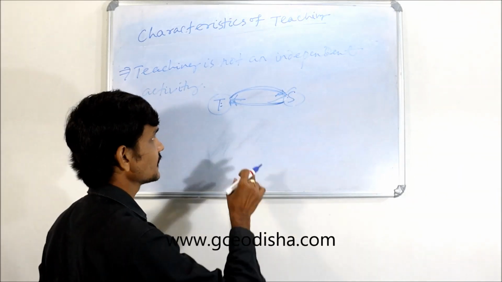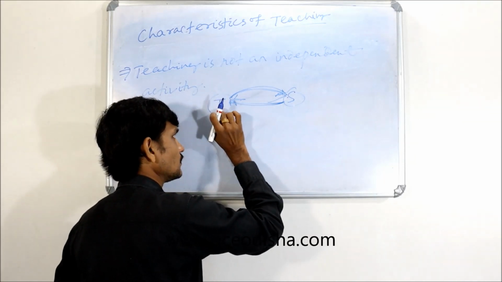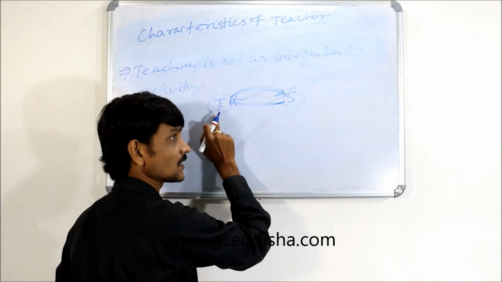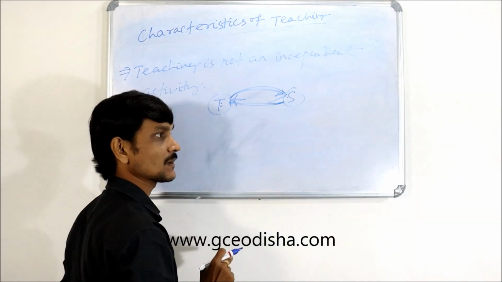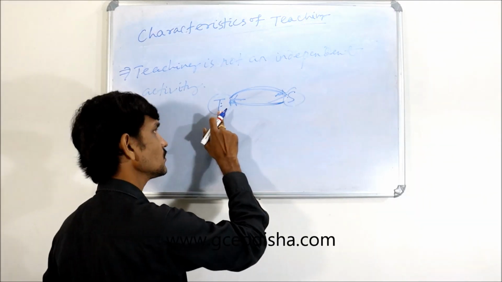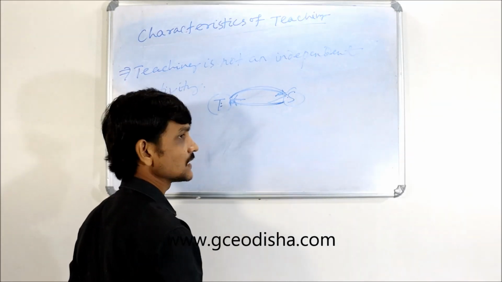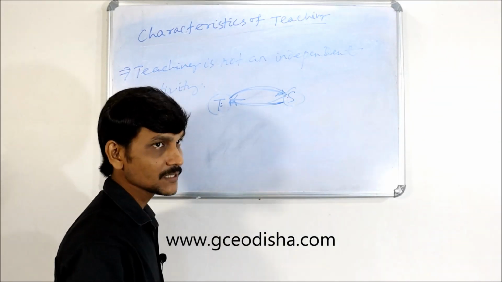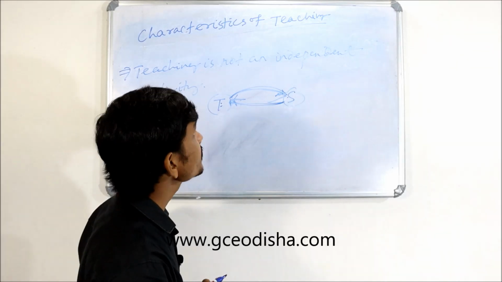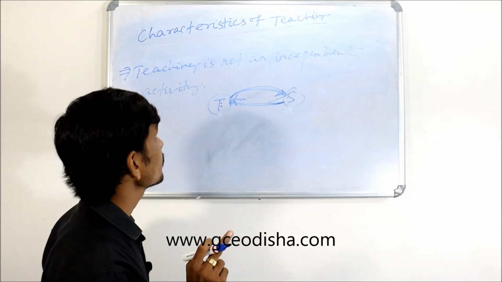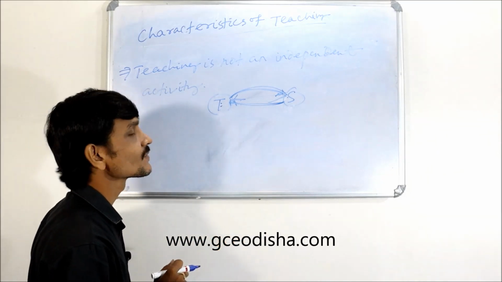We cannot say that by the help of only the teacher, or only the student, a teaching program will be successful. Never. Both are required, both are essential, both are very significant in the process of teaching. So all these things are what we call characteristics of teaching.